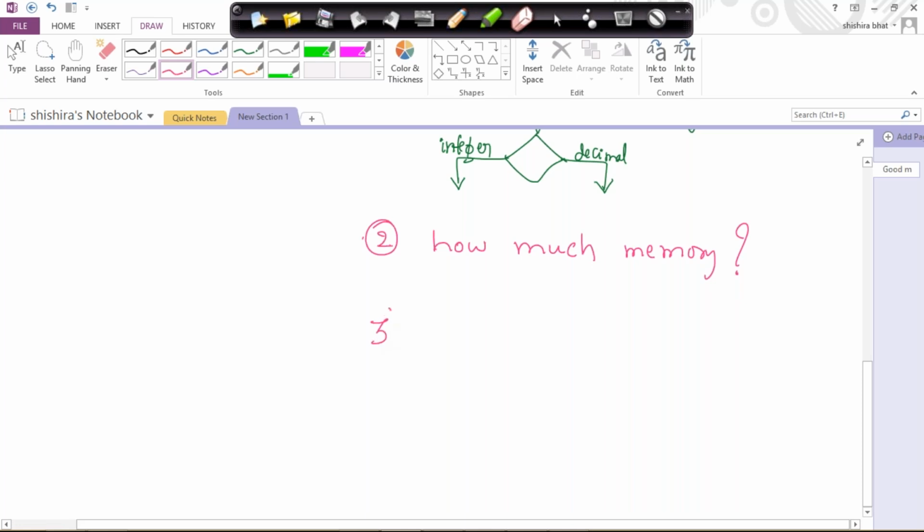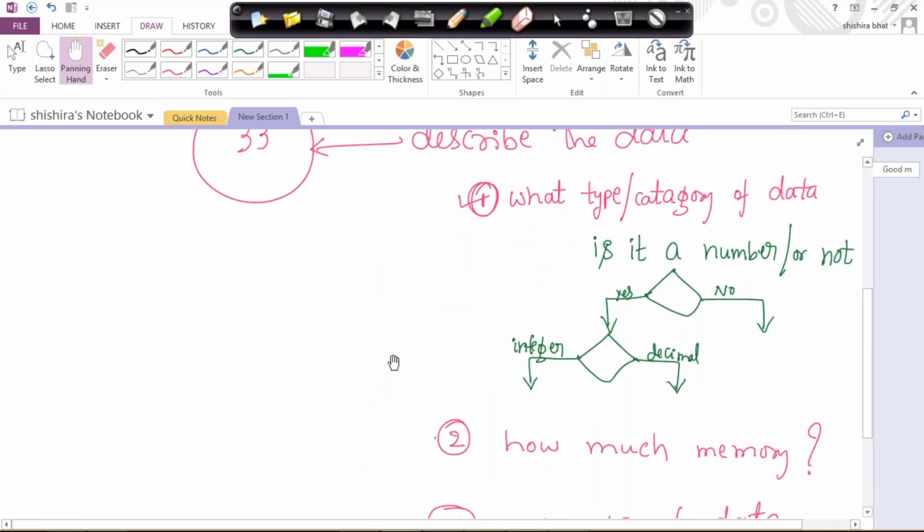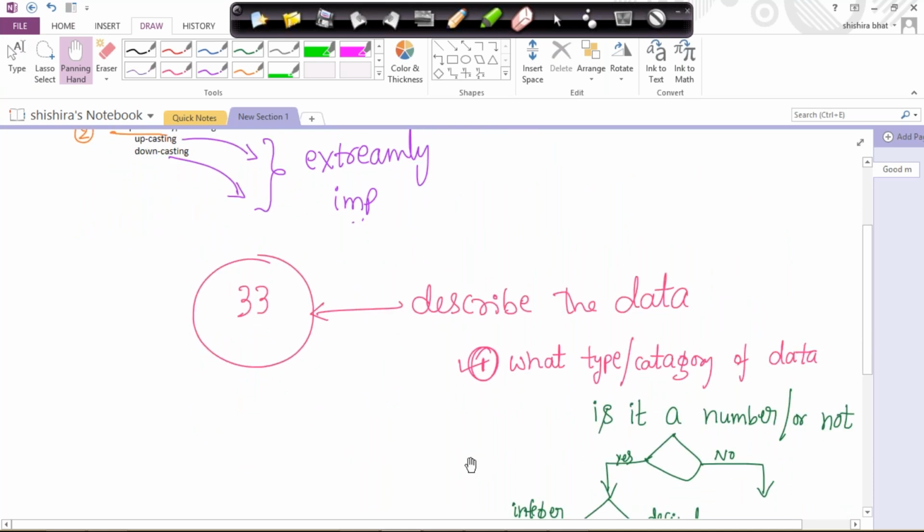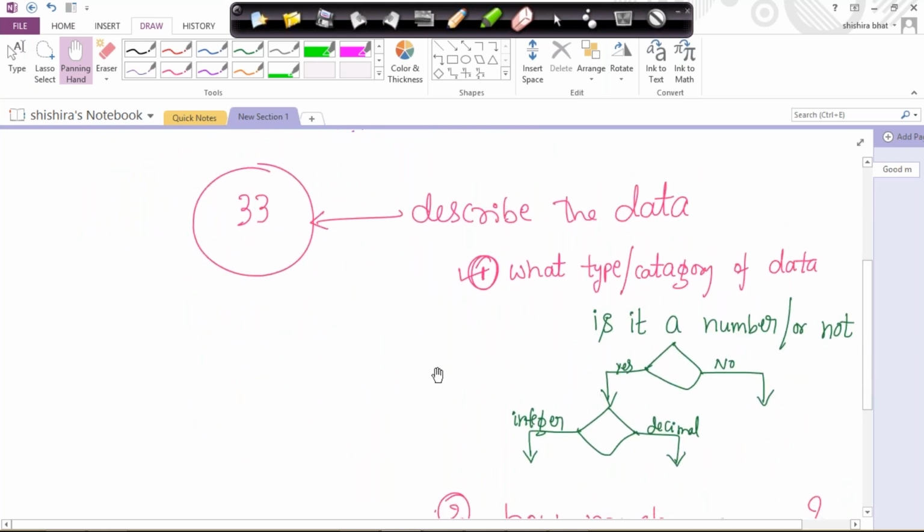The third and the last one, the range of data. When you say number, it is in which range? Range of data. Please understand, these are all the three things which are described by data type. So data type is nothing but one feature of a programming language.